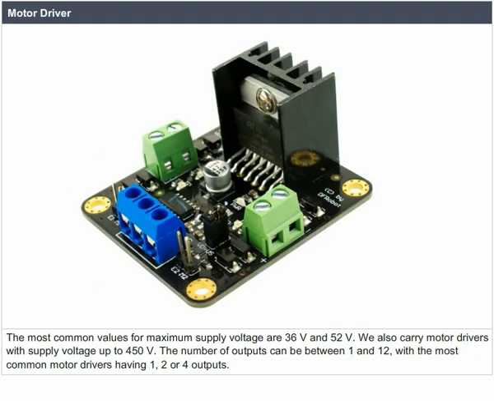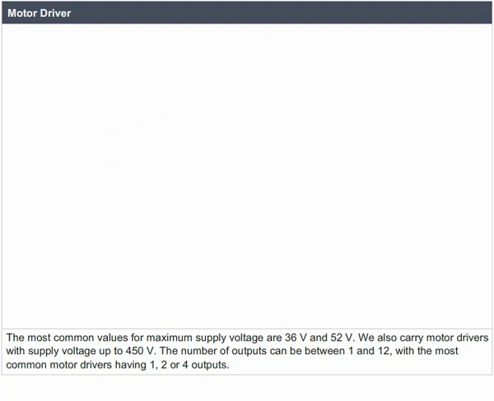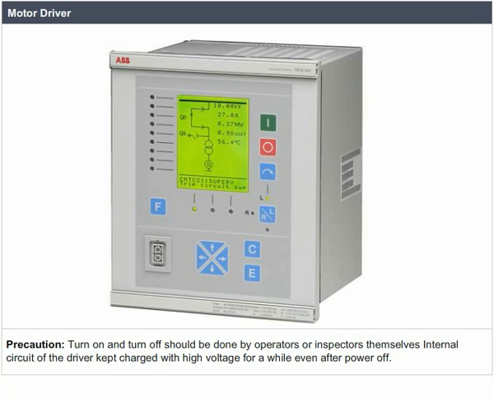The most common values of maximum supply voltage are 36 volts and 52 volts. We also carry motor drivers with supply voltage up to 450 volts. The number of outputs can be between 1 and 12, with the most common motor drivers having 1, 2 or 4 outputs. Precautions. Turn on and turn off should be done by operators or inspectors themselves.